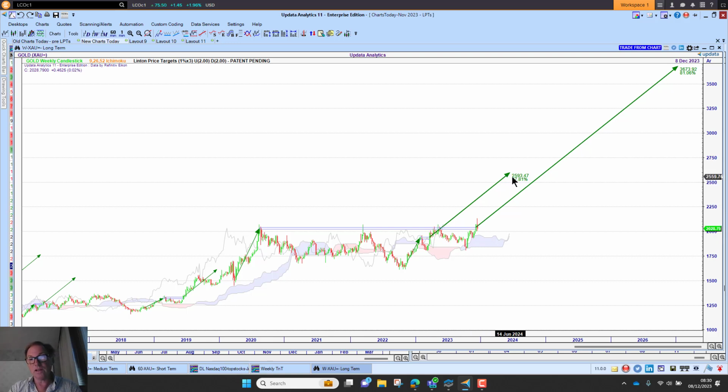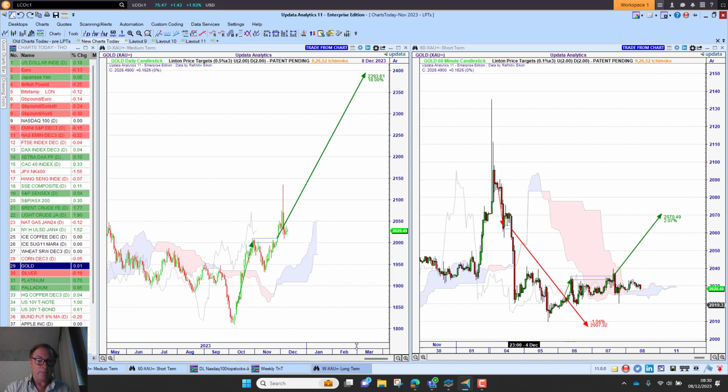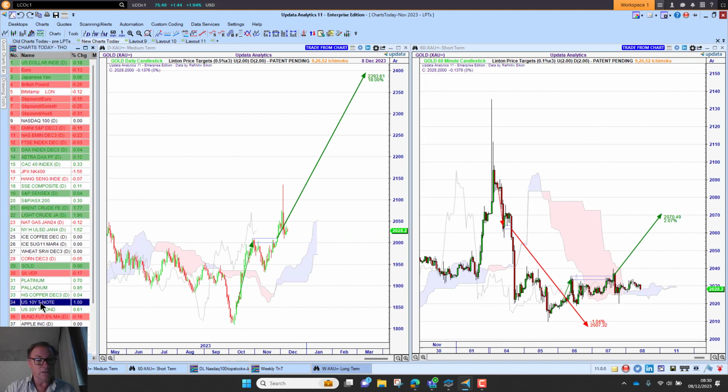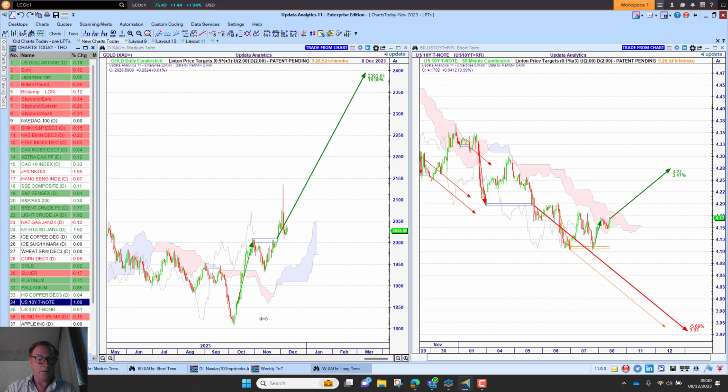Upside target to 2593, another one to 3673. So that target is a very big target. Predicted to happen at the end of 2026, 3,600 on gold. But interestingly, now we're nudging to new highs and holding those highs. That's highly significant.